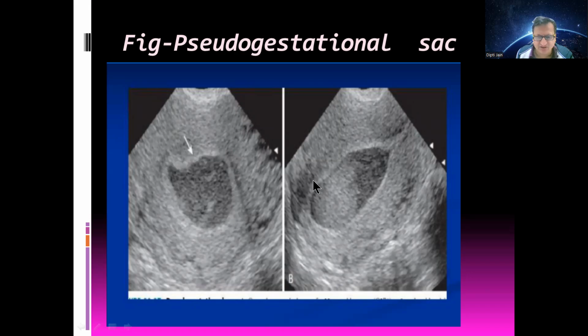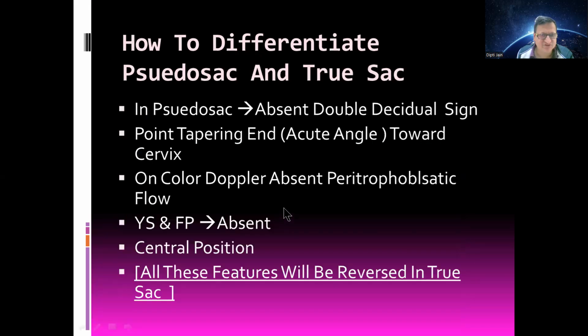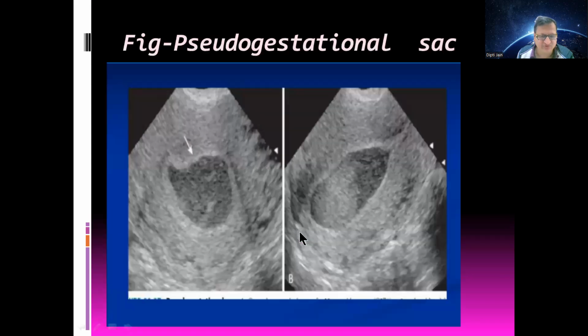Here again there is a collection of fluid which has a tapering end toward the cervix because it is a fluid collection in the endometrial cavity. How to differentiate it from the true sac? In a pseudosac, the double decidual sign is absent, and there is a tapering end, that is, an acute angle toward the cervix. On color Doppler, peritrophoblastic flow is absent. Also the yolk sac and fetal pole are absent, and it has a central position.